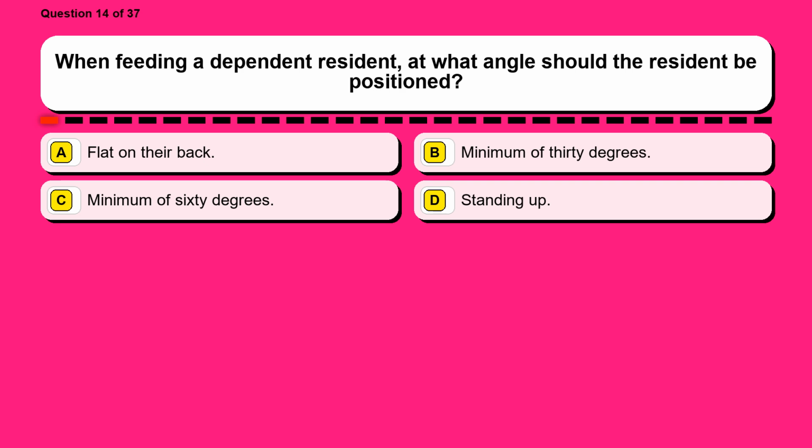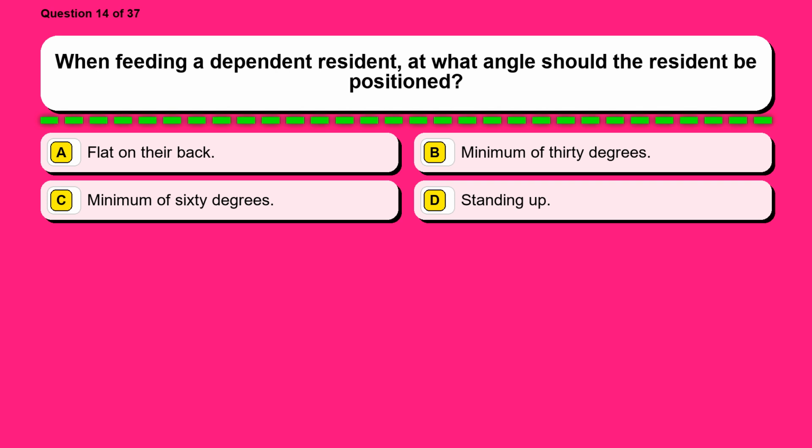Question 14. When feeding a dependent resident, at what angle should the resident be positioned? Option A, flat on their back. Option B, minimum of 30 degrees. Option C, minimum of 60 degrees. Option D, standing up.